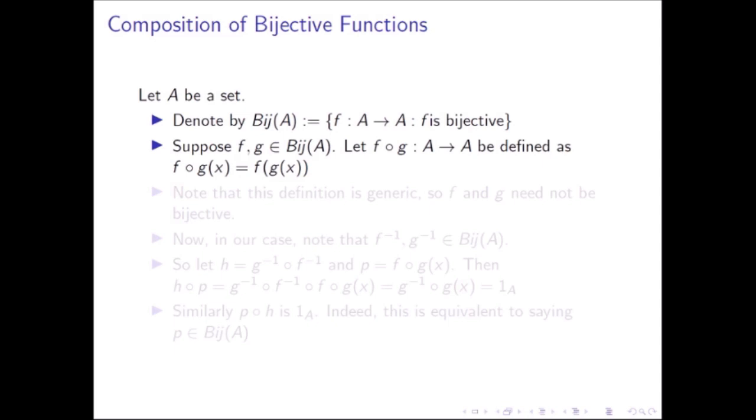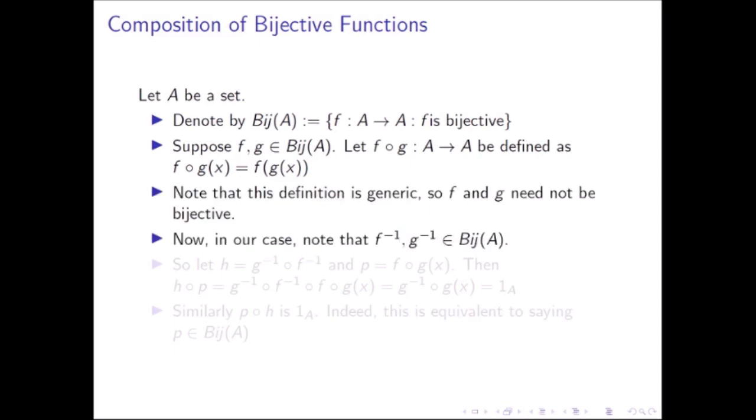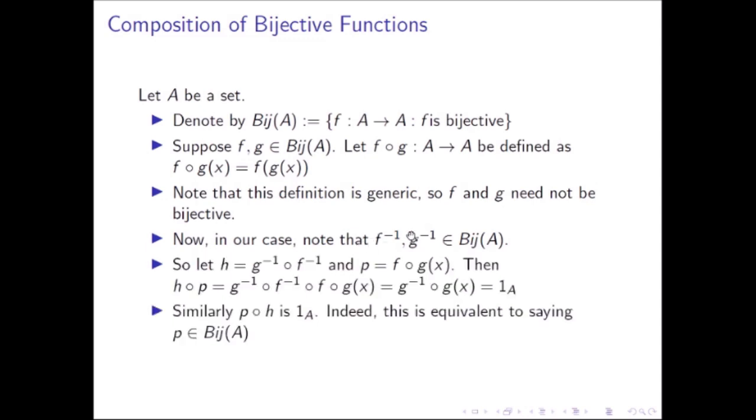We denote the set of bijective functions on a set A to itself as bij A. So bij A is defined as basically the set of all bijective functions. This composition is an operation which returns an object back. In general, this is just a generic definition, just for notation. And note that if f is bijective, then f inverse is also bijective, right? So h is equal to g inverse of f inverse is a function. We don't know whether it's bijective now.